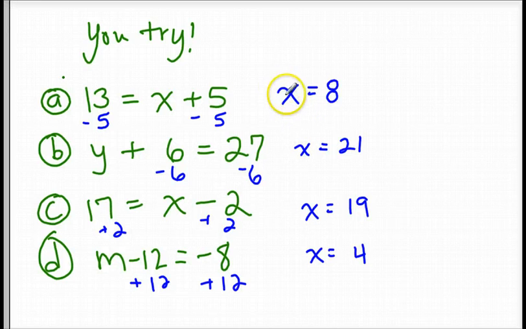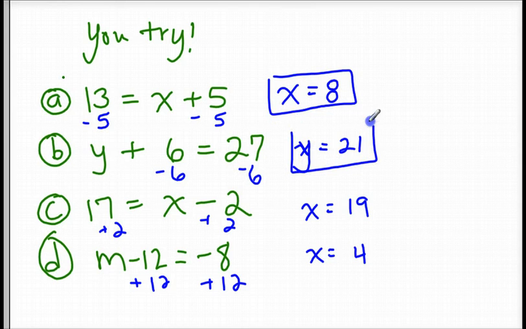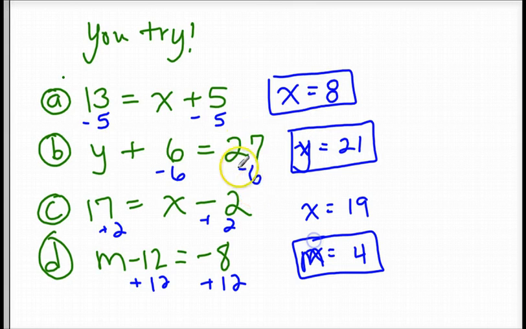All right, so I've copied down the answers. First one, you should get x equals 8. Second one, you should get y equals 21. Third one, you should get 19. And the last, fourth one, D, you should get m equals 4. I don't know why I wrote x. And notice here I gave you little notes about what you were supposed to subtract or add to each side.